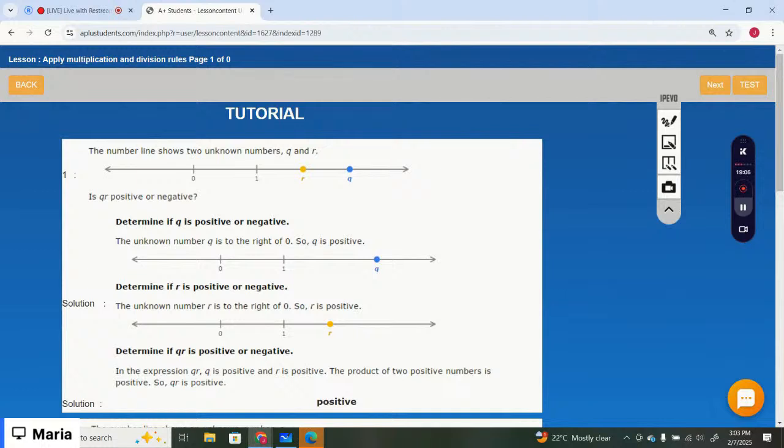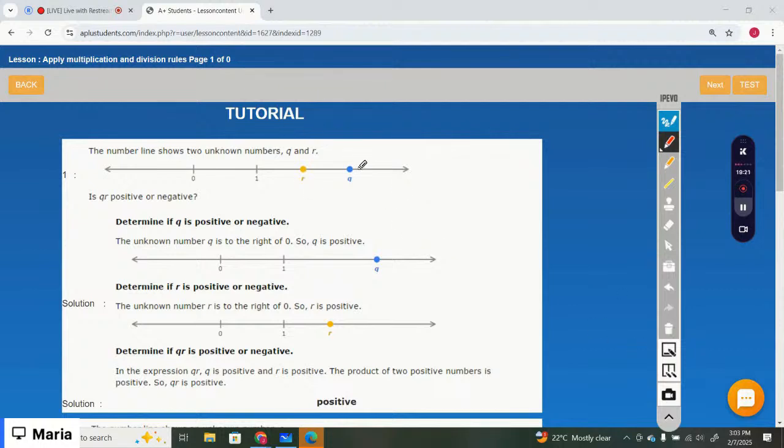The number line shows unknown numbers Q and R. Is QR positive or negative? So let's just locate Q and R first. Let's see if they are positive or negative. You can see Q and R, they both are on the right hand side of the zero, right? When you have a number that is on the right hand side of the zero, that means that is a positive number. So both Q and R are positive. The product of two positive numbers is always a positive number. So QR is positive.